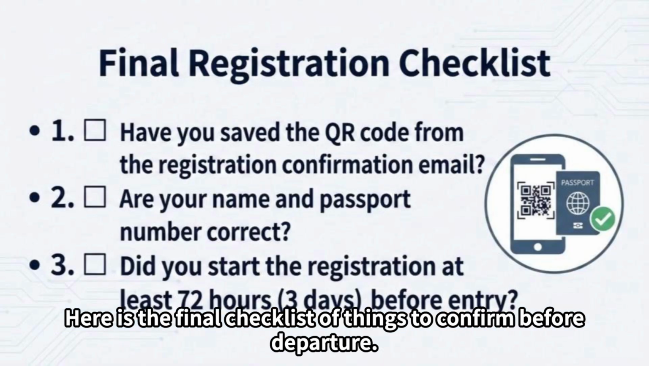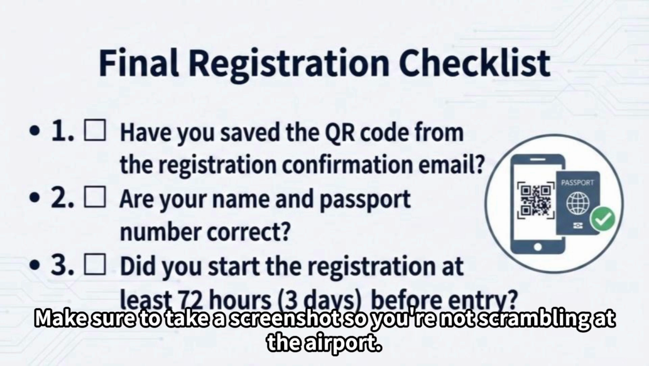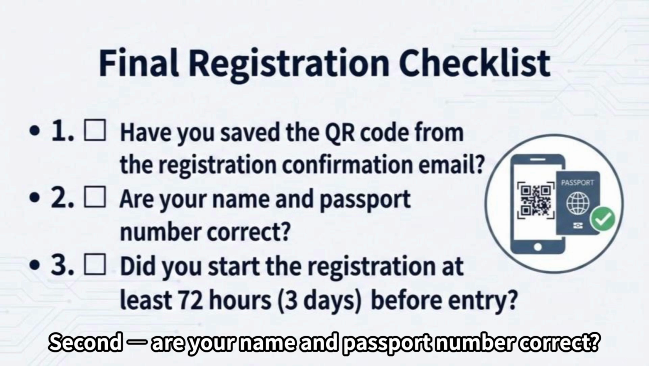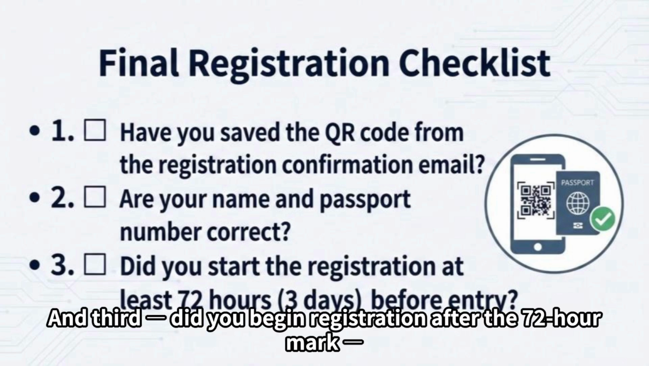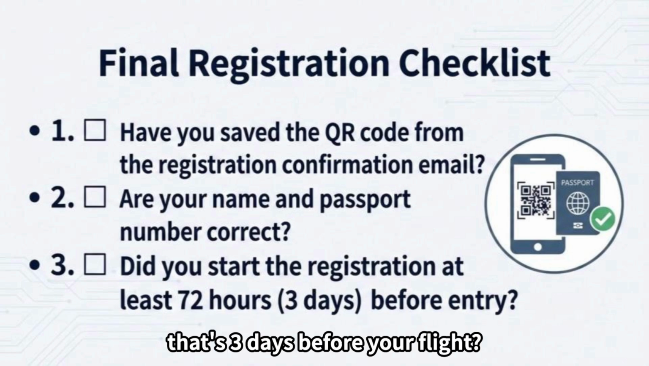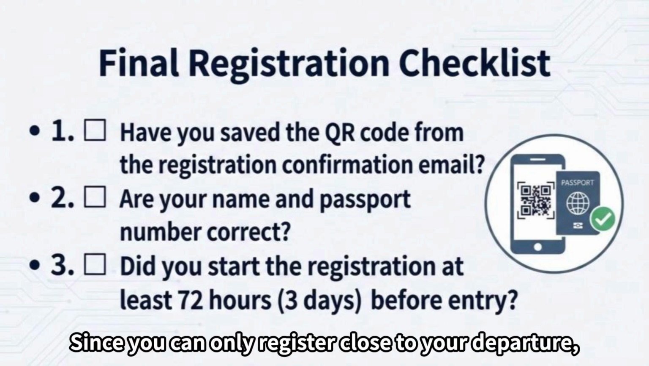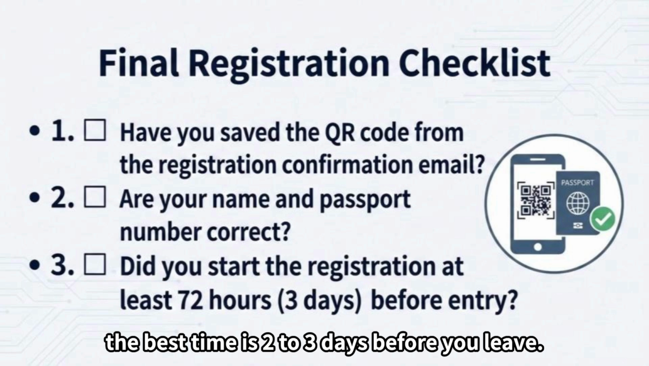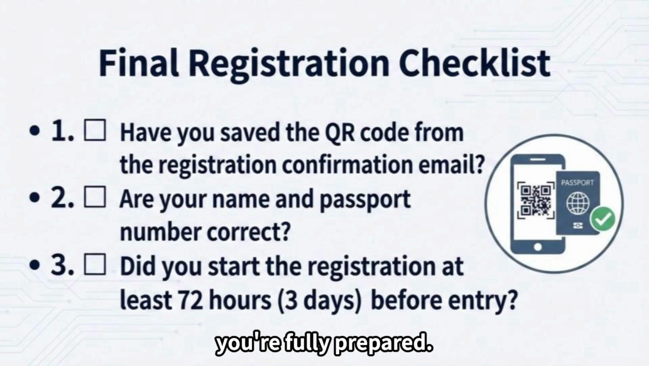Here is the final checklist of things to confirm before departure. First, have you saved the QR code from the registration confirmation email? Make sure to take a screenshot so you're not scrambling at the airport. Second, are your name and passport number correct? This is the most critical information for entry, so please check it one more time. And third, did you begin registration after the 72-hour mark? That's 3 days before your flight. The system doesn't allow registration more than 3 days in advance. Since you can only register close to your departure, the best time is 2 to 3 days before you leave. If you can check all 3 of those boxes, you're fully prepared.